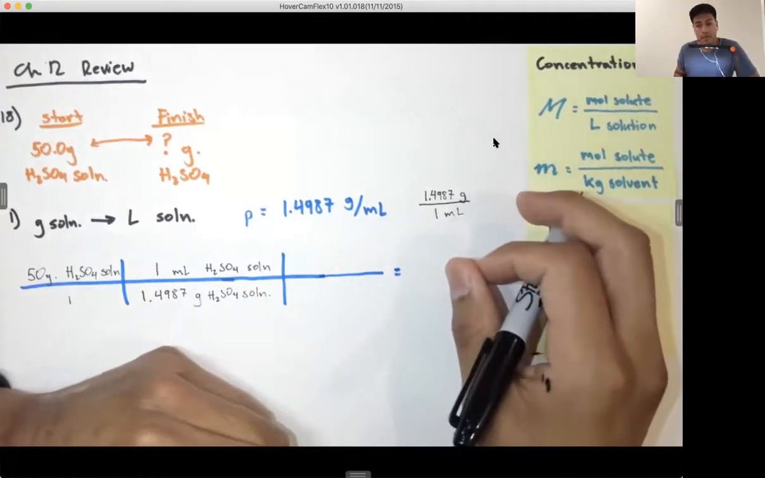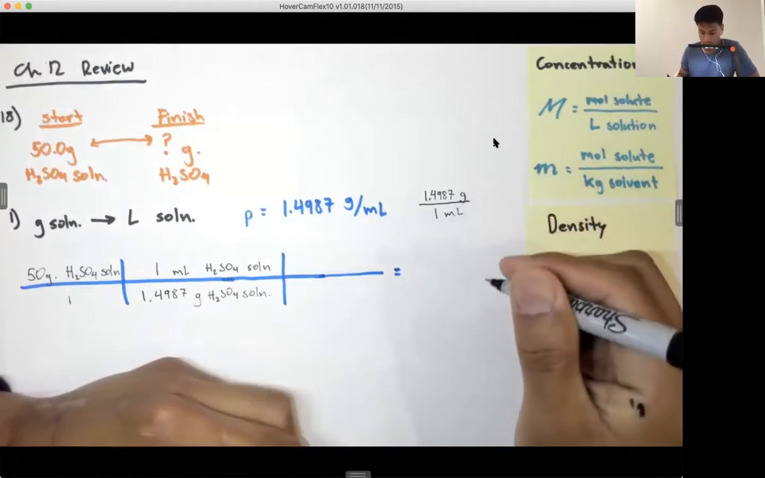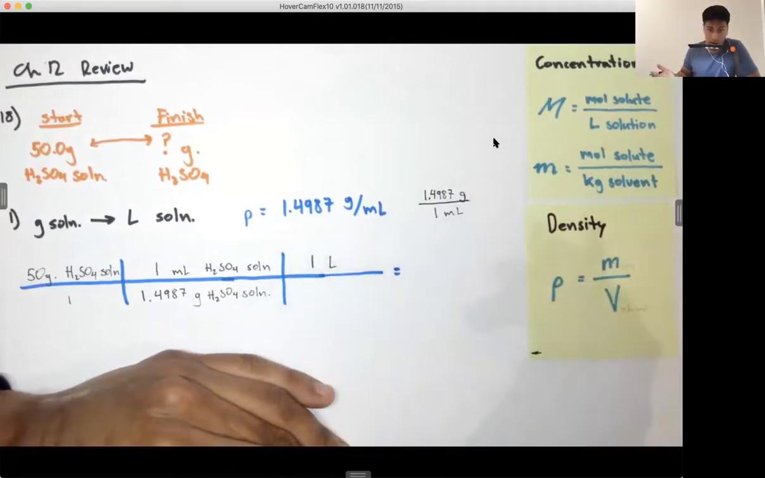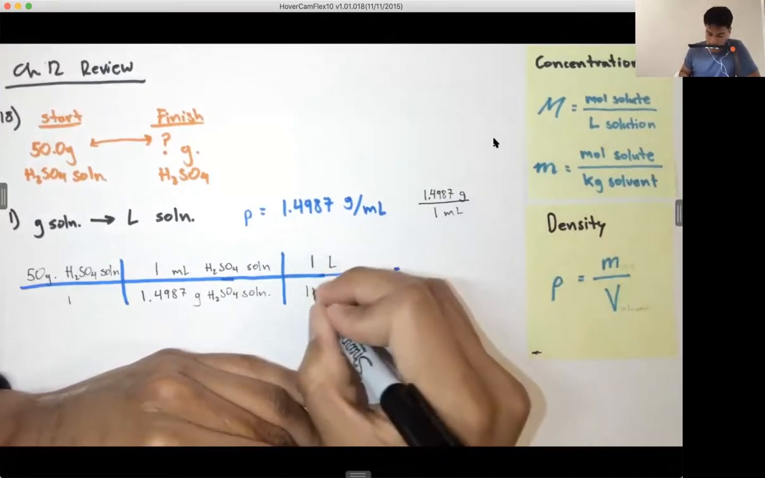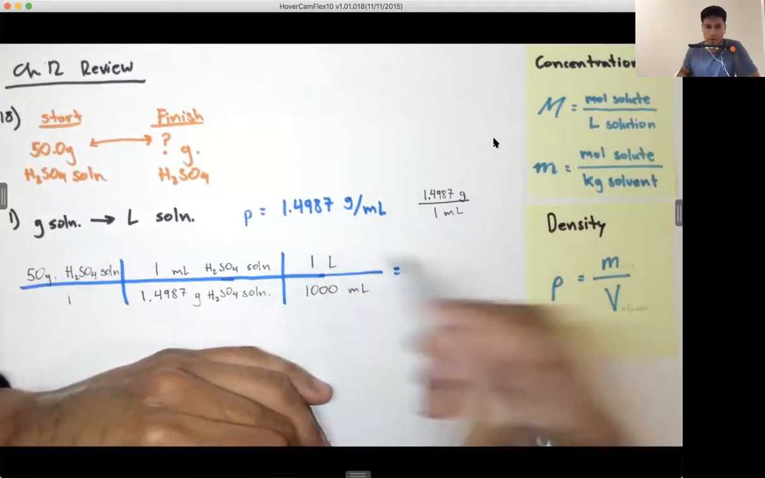What do you guys think? Someone? Anyone? Don't you have to put like 1,000? Yeah, exactly. Basically, that 1 liter of anything is going to be 1,000 milliliters. And we don't even have to write the units on there.